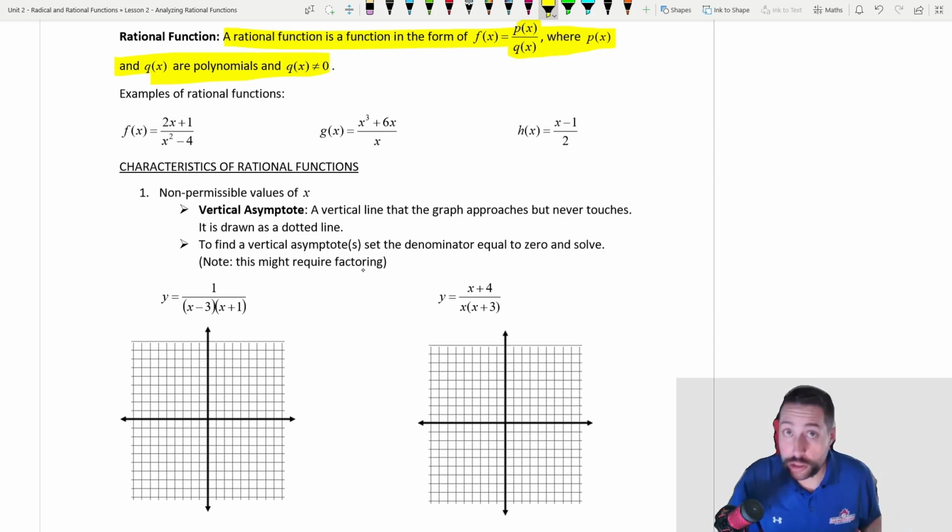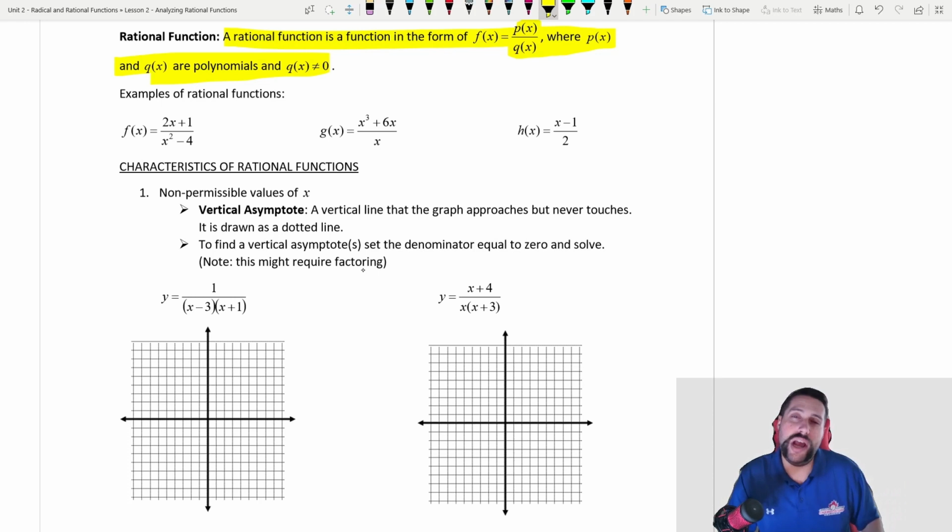So examples of rational functions are f of x is equal to 2x plus 1 over x squared minus 4. Okay, g of x, so this is just another example, is x to the power of 3 plus 6x divided by x. And finally, h of x, another function, x minus 1 divided by 2.